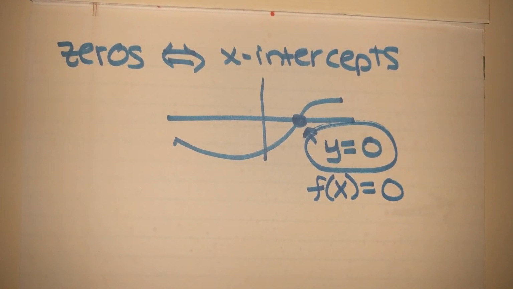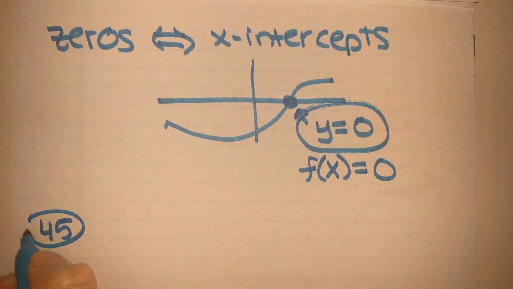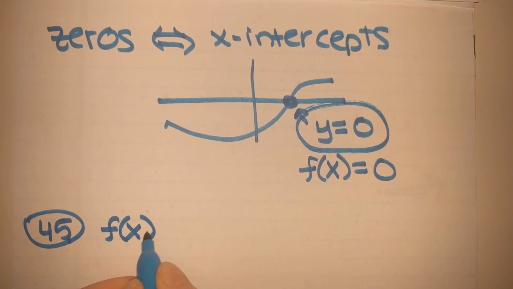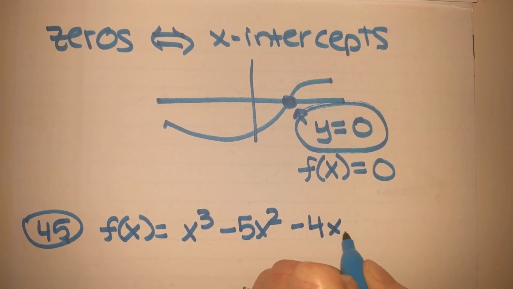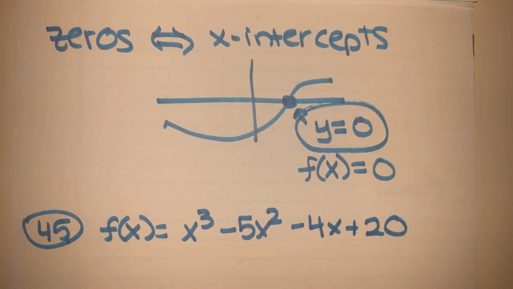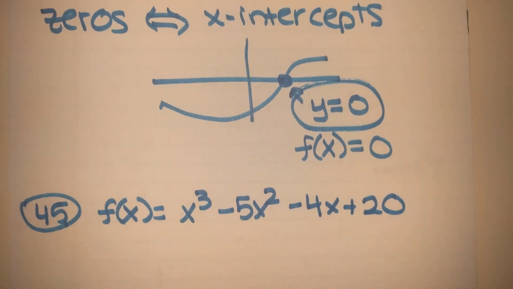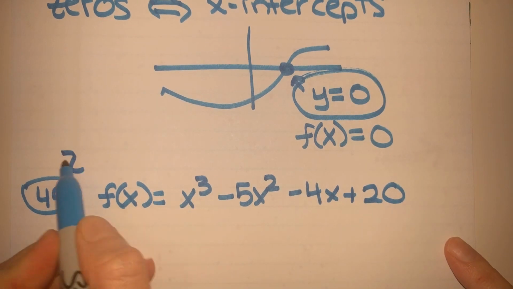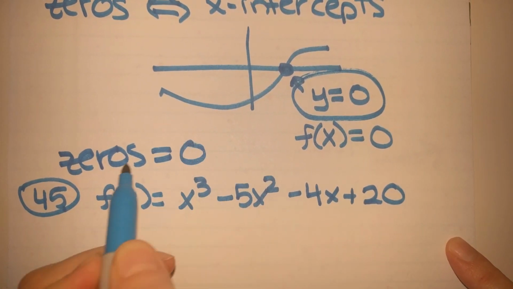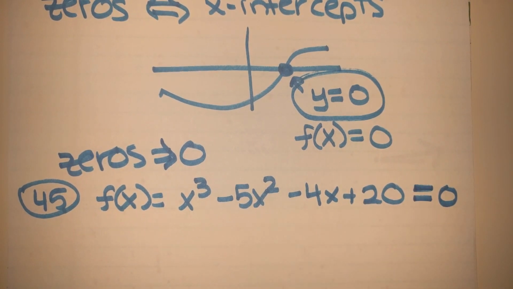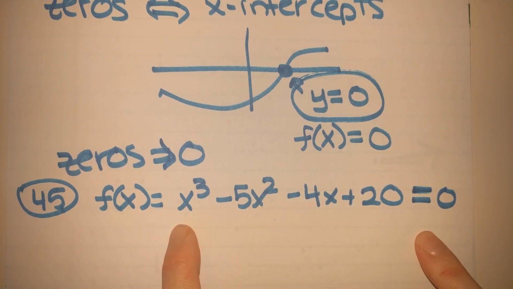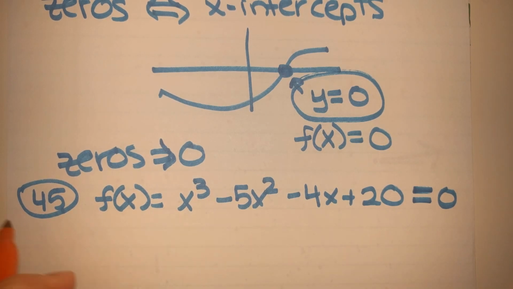All right, so if you look at a question like number 45 here, they give you a function f of x is equal to x cubed minus 5x squared minus 4x plus 20, and it asks us to find the zeros of the polynomial. So to find those zeros, we need to set the function equal to 0. So I set this function equal to 0. Now, because it is a polynomial, equations are going to be solved by trying to factor. So once we get this set equal to 0, we then have to try to factor it.